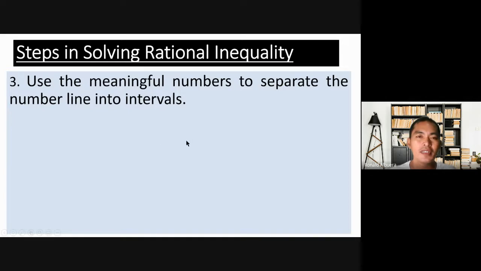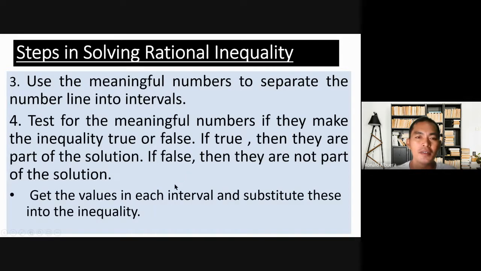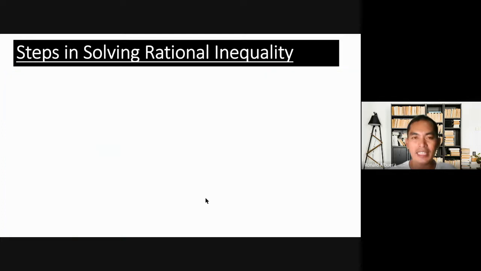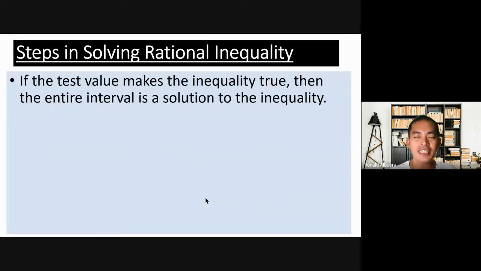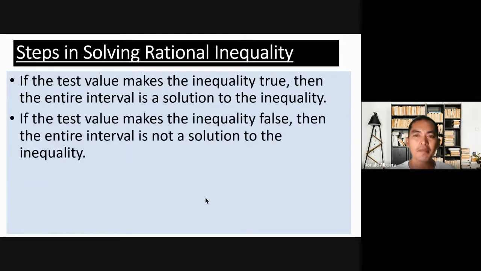Now, get the values in its interval and substitute this into the inequality. So, ang ibig sabihin ay you're going to substitute one value from the interval. Then, if the value is correct, then the whole interval is part of the solution set. But then if the value is false, then the whole interval is not part of the solution set.